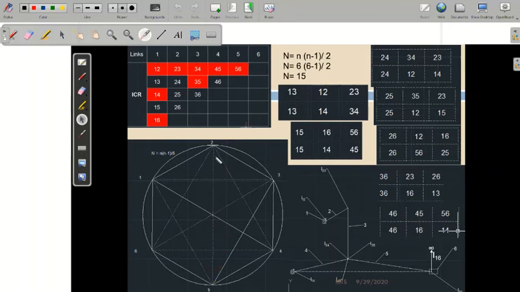If you connect 2 and 5, what are you getting? Triangles 2 3 3 5. Write it here: 2 3 3 5. Similarly, 1 2 1 5. Write it here.